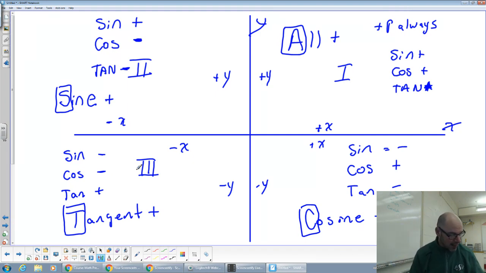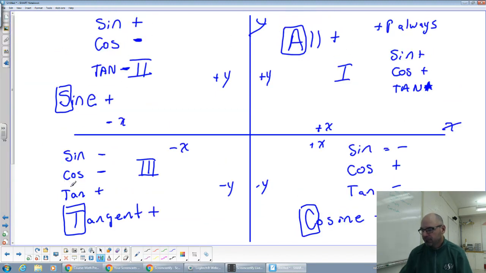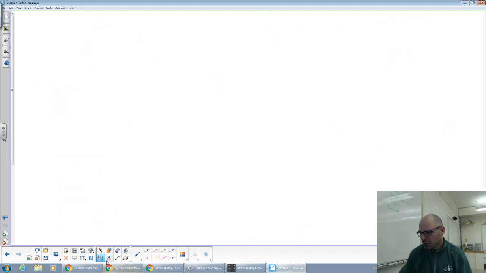Okay, so let's do an example of the first type of question. Finding all 6 trig ratios is the first type of question. So I'm going to do that on the next page. So we'll do 2 examples here and then do a little bit of practice, and I'll stop for today.